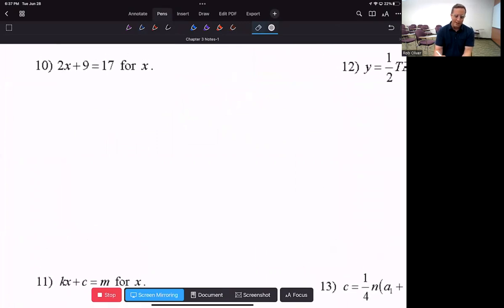All right, number 10 is more like a typical everyday equation. We're going to subtract 9 from both sides. Rewrite it. Divide by 2.